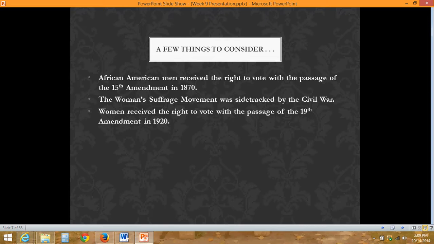African American men received the right to vote with the passage of the 15th Amendment in 1870. The women's suffrage movement, which is the idea of women should have the right to vote and take part in the political realm of our society, was kind of put off with the Civil War, and women didn't actually receive the right to vote until 1920 in the 19th Amendment. So several things had passed before women were allowed to even vote.